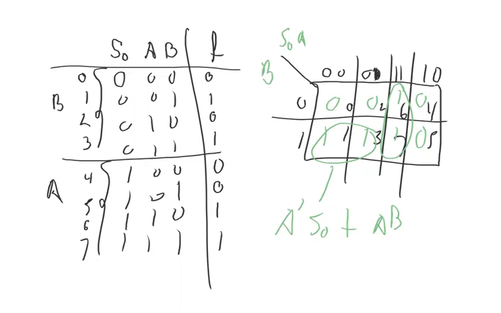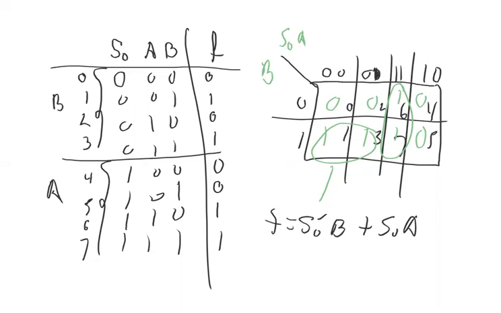Right. So if you do it that way, then you're going to get a different product term. That is going to be S0 prime B or S0 A. There you go. That looks better. I labeled the KMAP wrong. That would be F. There.